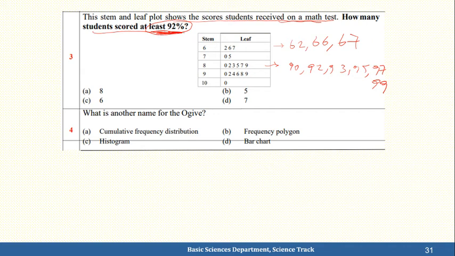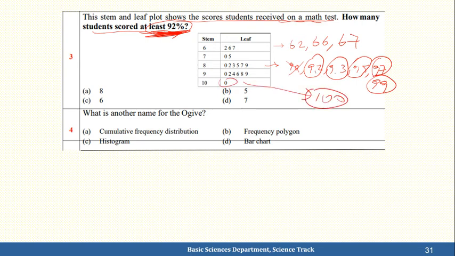Here 92 and more, so at least 92 means 92 or more, like 1, 2, 3, 4, 5, and there's one more, 100, so it has to be 1, 2, 3, 4, 5, 6. So it seems 6 students scored 92 and more, or at least 92%, in the test. So it has to be 6.